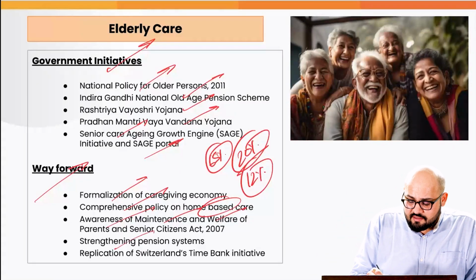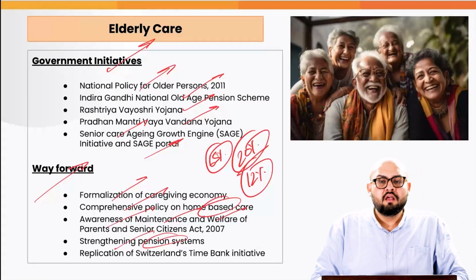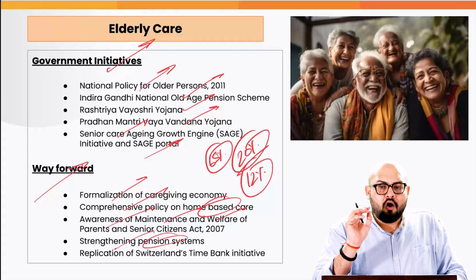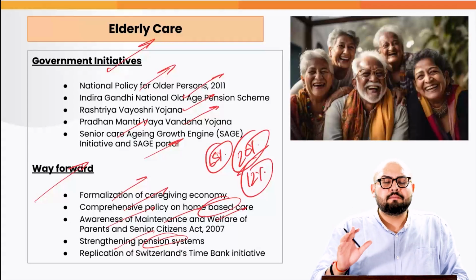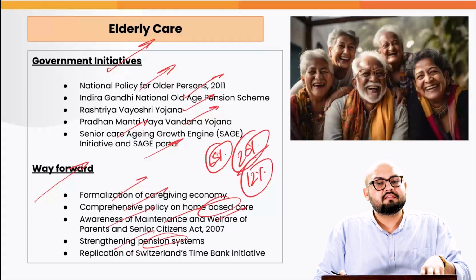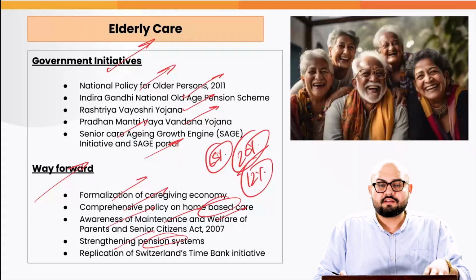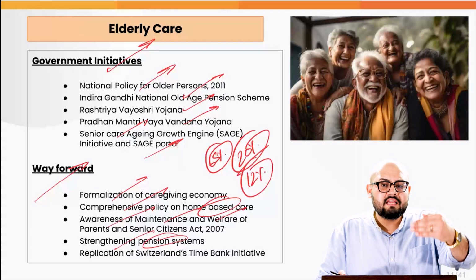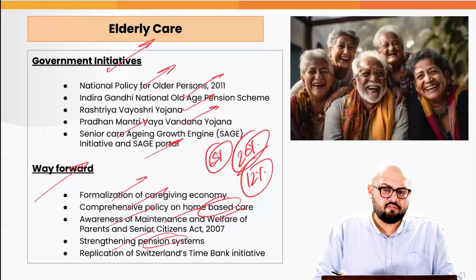Next is strengthening the pension system, a very important aspect. One of the most important questions for the elderly population is pensions. So the government should come up with new products. They should subsidize, they should invest in this particular aspect so that once these people reach that particular age, they have this cushion of pensions.